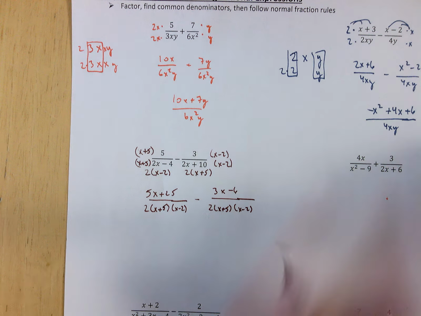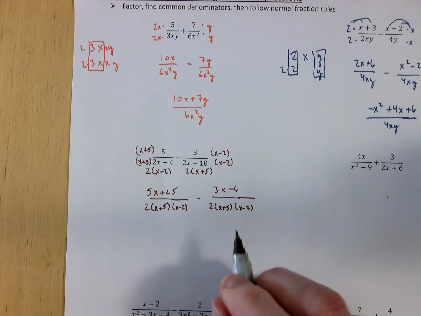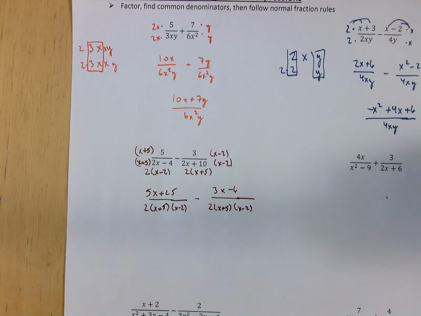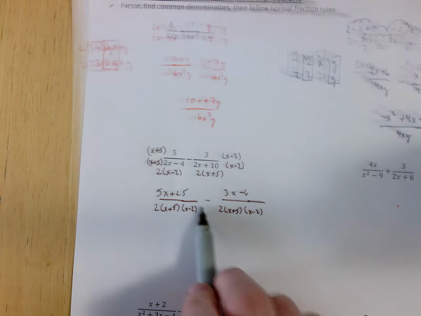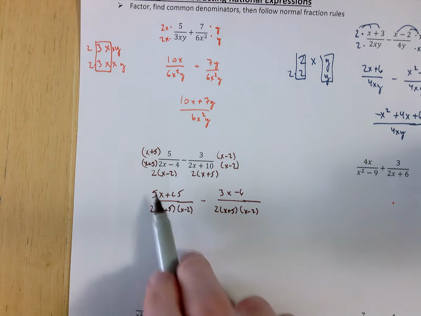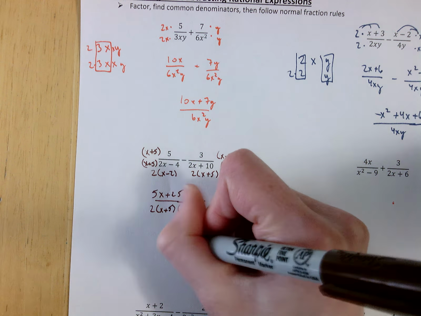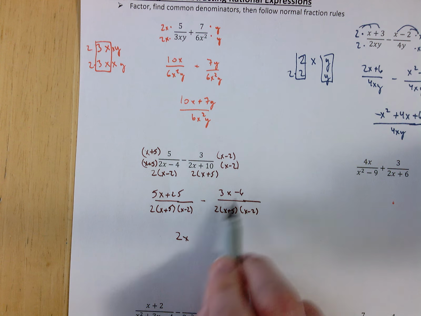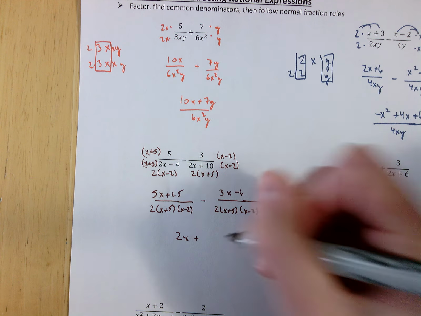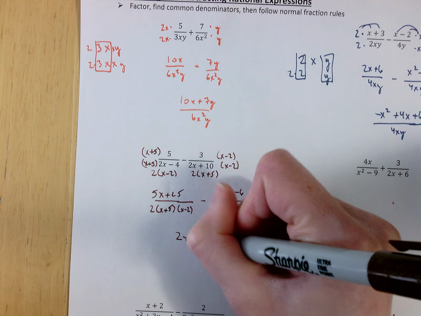Doesn't matter what order the terms of your denominator are written in. You could have put the x minus 2 first. It doesn't make a difference. Okay, and then again, we're subtracting, so just make sure you keep subtracting. So 5x minus 3x is 2x. 25 minus negative 6 is 25 plus 6, so 31.